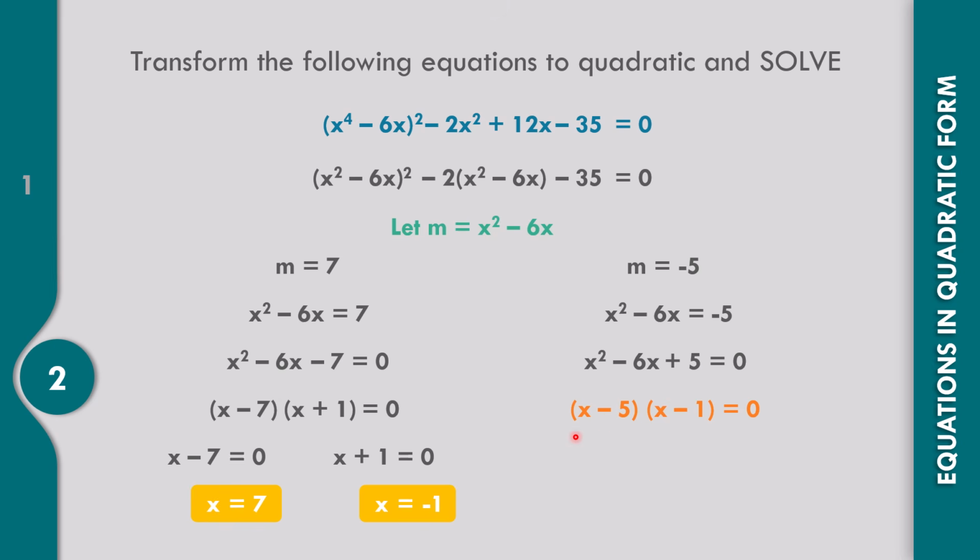So let us try to solve for the value of x. First, x minus 5 is equal to 0. So it means x becomes positive 5. Change the sign. Second one, x minus 1 is equal to 0. So it means negative 1 going to the right side, x is equal to 1. So we have the answers: 7, negative 1, positive 5, and then positive 1.